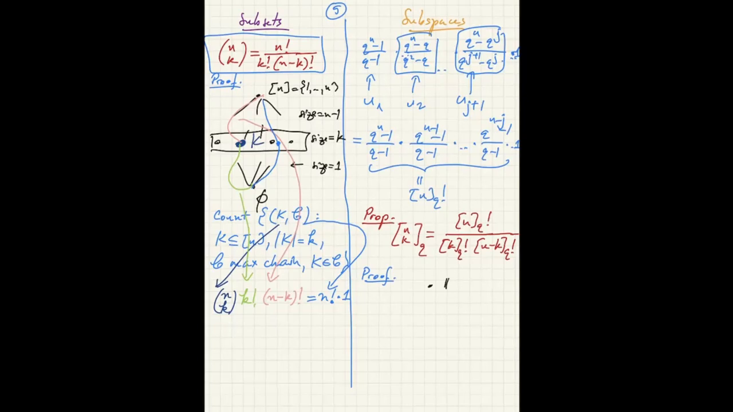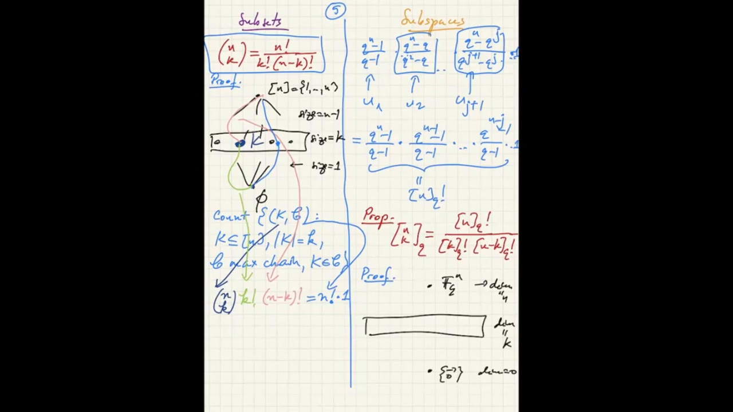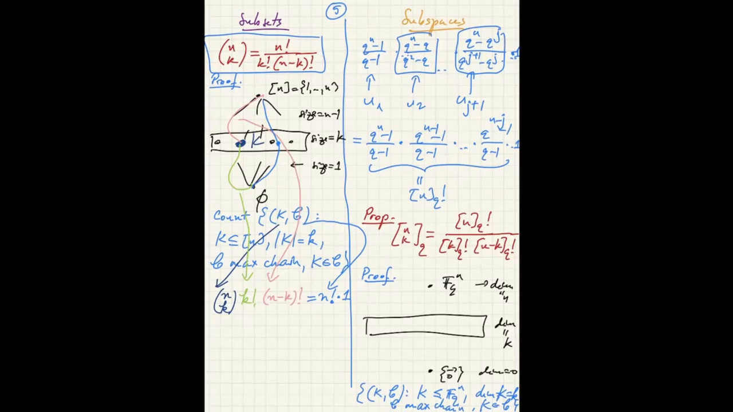It's essentially the same picture as on the left. On the top, we have the big space of dimension n. At the bottom, you have the zero subspace of dimension zero. And let's say somewhere here, we have the ones that have dimension k. And we count a similar thing of pairs (K, C), where K is a subspace of F_q^n of dimension k, and C is a maximal chain of subspaces this time, such that K is an element of C. And a similar count gives us, so first we pick a K here. Well, how many choices do we have for that? That would be the parameter that we're trying to count, n choose k, the q-binomial coefficient.